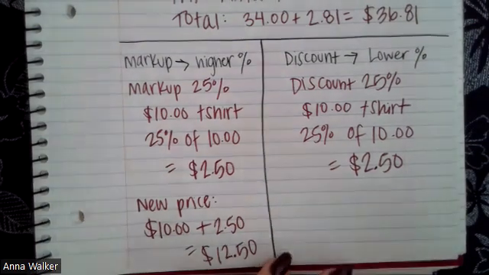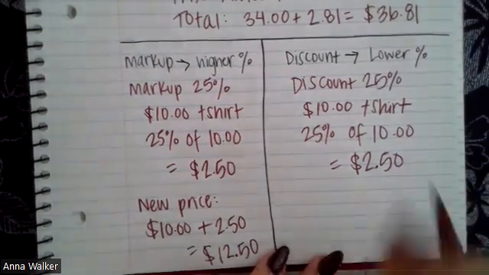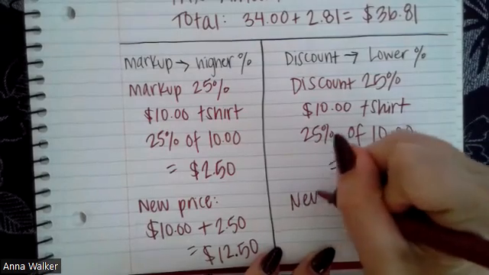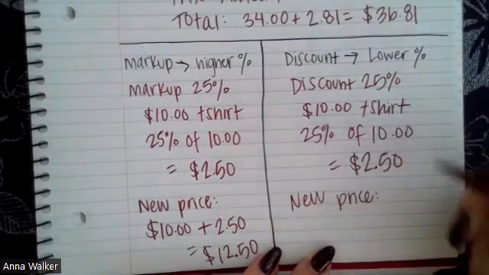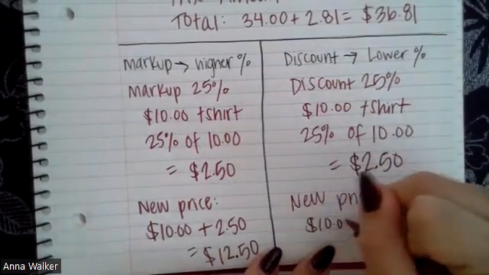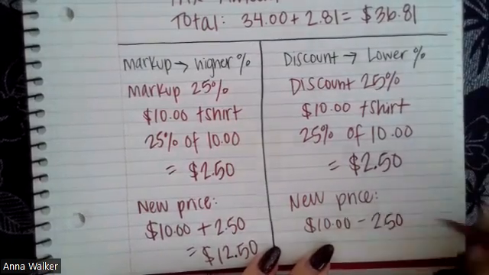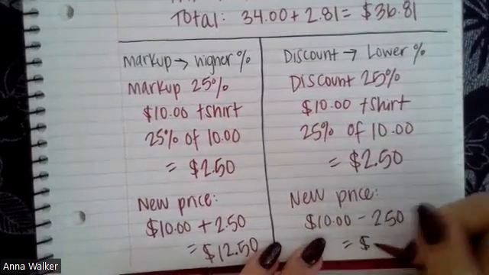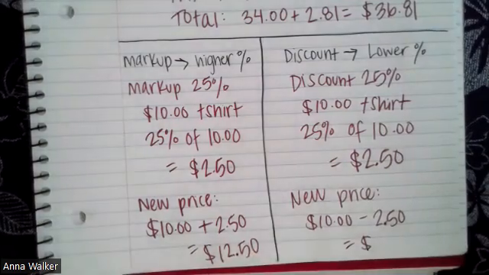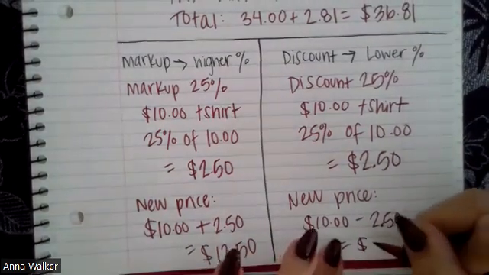So let's say this was discounted by $2.50. Then the way we find the new price is we simply take the $10 and subtract the $2.50. So the t-shirt price after the discount of $2.50 is $7.50.